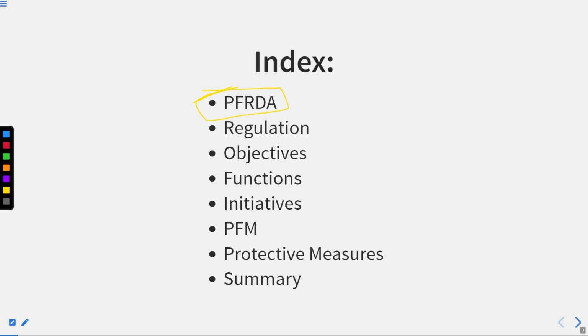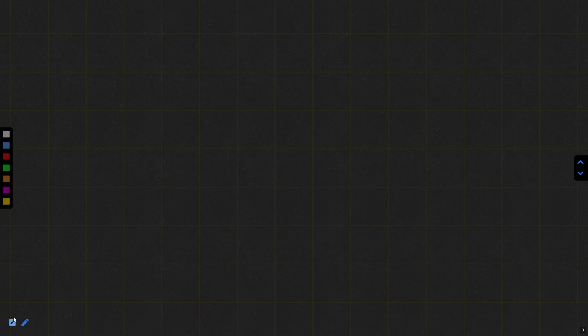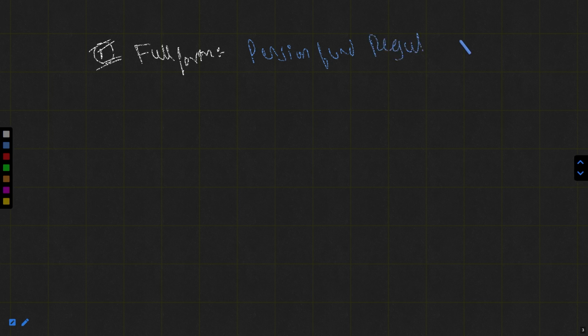Before continuing this topic, we will have to do a little bit of revision so that we ensure we have established a good command on the topic. So we will go by the 5 things. The first is the full form. The full form of PFRDA is Pension Fund Regulation and Development Authority. It is the full form.